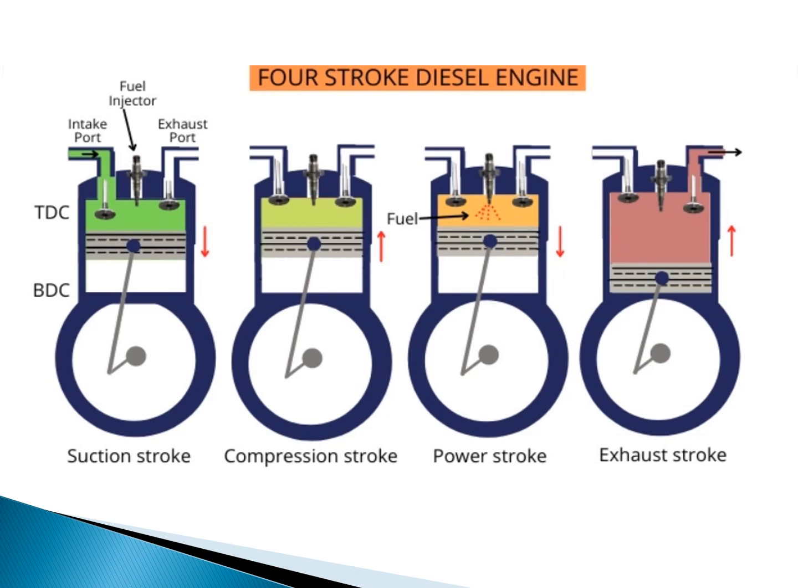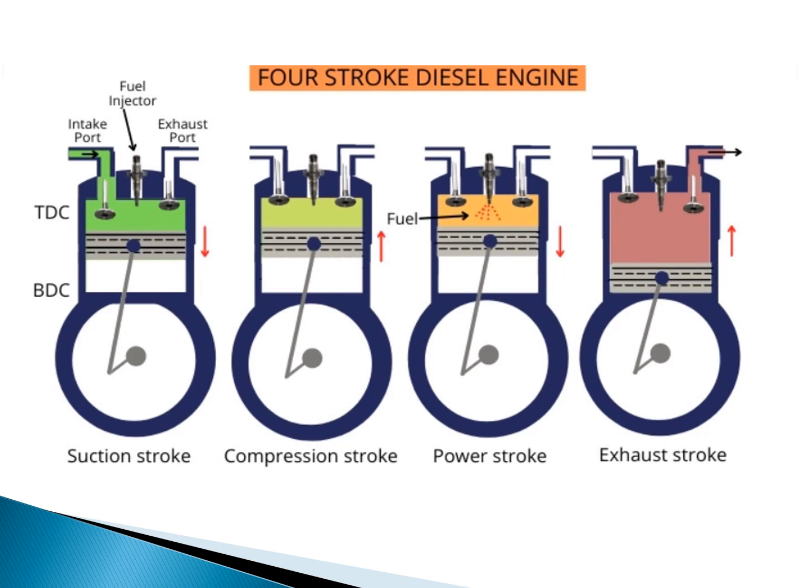As the temperature and the pressure of the air are high, the combustion begins. This is the beginning of the power stroke. During the combustion, enormous energy is released and the piston moves from top dead center to bottom dead center. And this stroke is known as the power stroke.